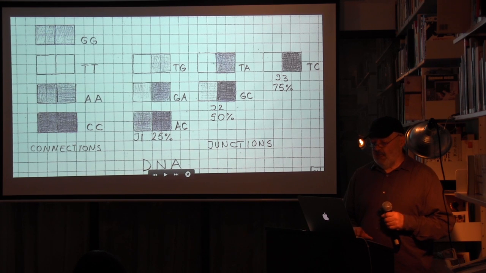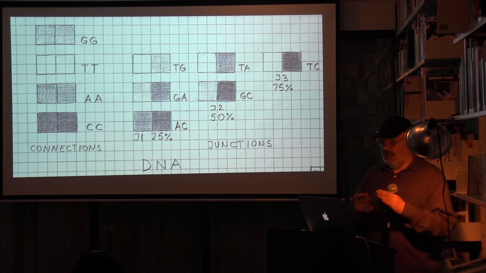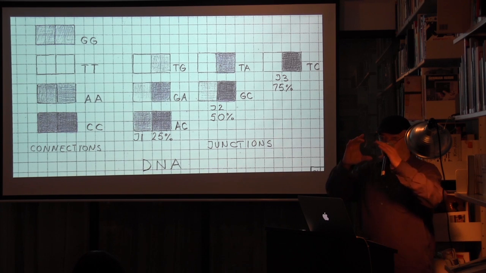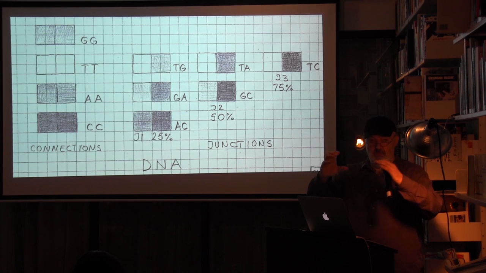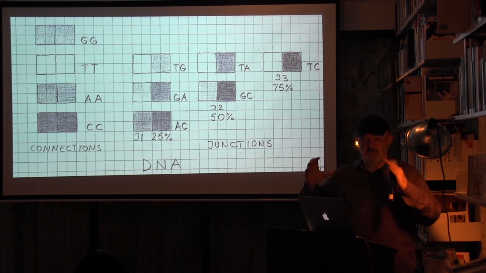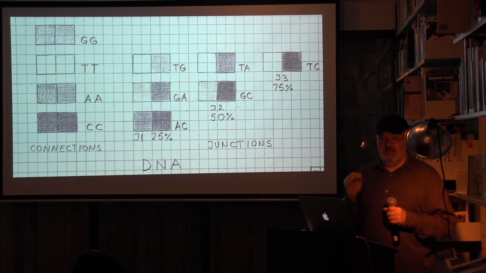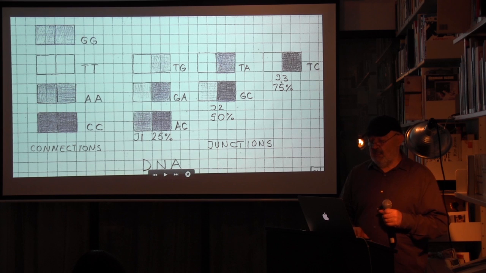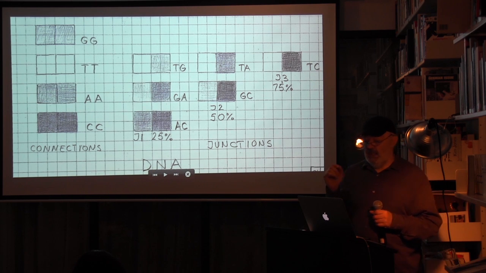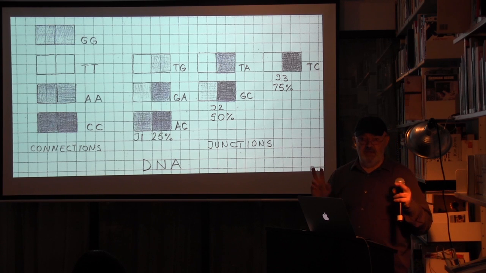Then we have cases where you have a 50% difference. You can have one square in which there is white, and next to it could be gray. The difference between them is 50%. So that will be called a junction of the second order. And there are two with the DNA, between T and A and between G and C. And there is only one junction between white and dark gray, which is the 75% difference.